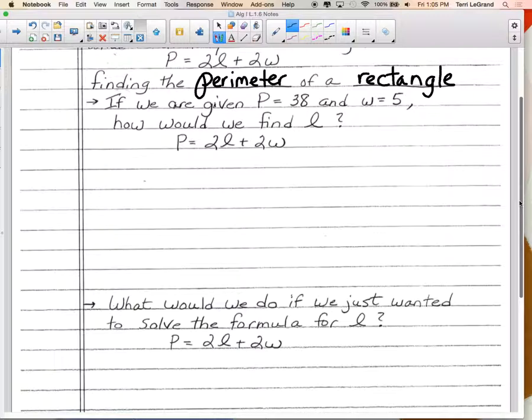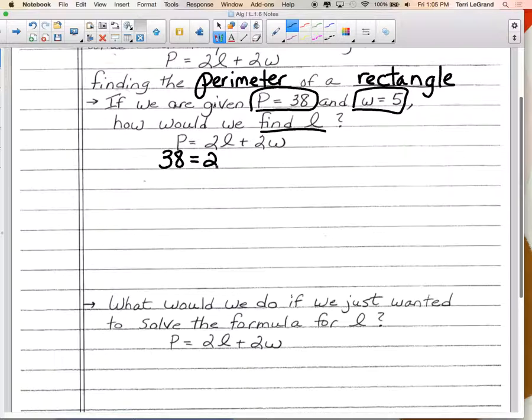There's how many variables in the perimeter formula? How many variables? P, L, W. If we can substitute in for 2, will we be able to solve for the other? Yes, so let's substitute. Let's put 38 in for P. It says right here, the perimeter is 38.